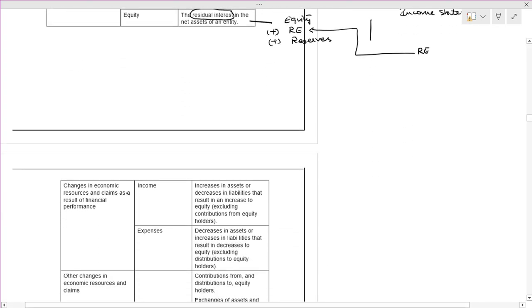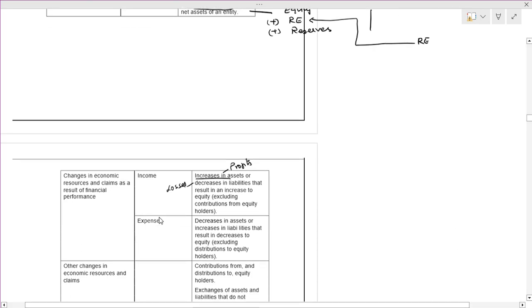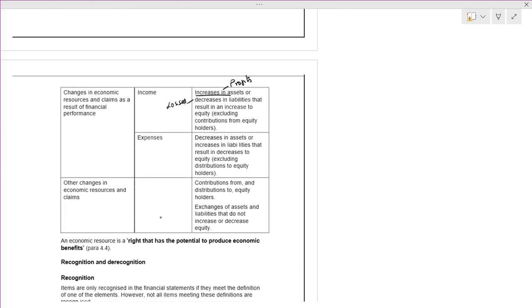We have the income. See what happens with income? Income will increase assets in terms of profits, or decrease assets in terms of losses. Whereas expenses are decreased. Definitely, if your expenses are increasing, your cash will decrease. Is it right? If your expenses are increasing, what will happen? The cash component will decrease.